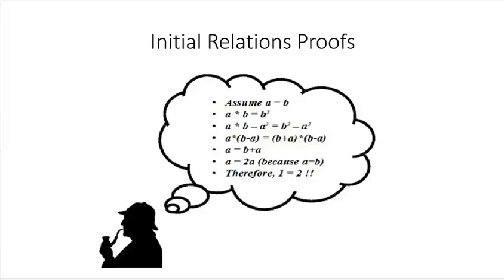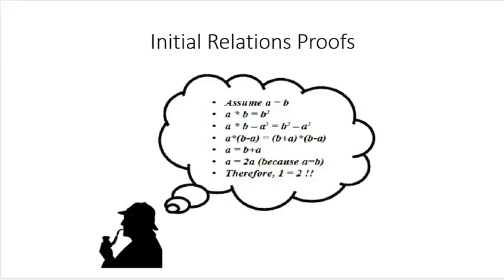Hi everyone. In this video I'm going to talk about some initial proofs with relations. To start us off, I want to look at a proof that has nothing to do with the relations, but I thought it might be interesting to you. This is a proof from Sherlock Holmes that 1 equals 2.